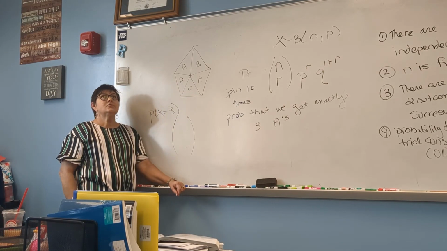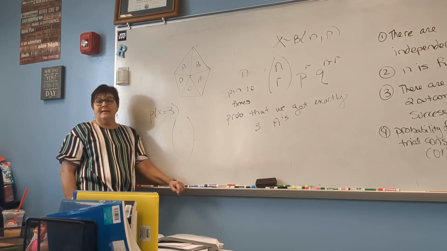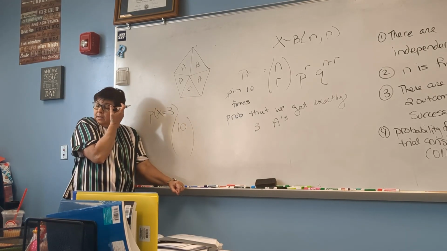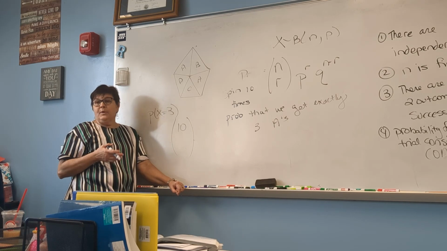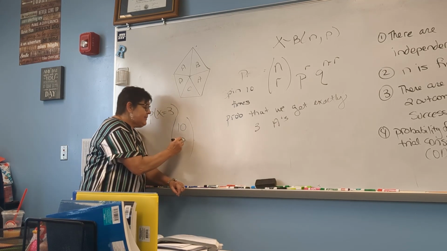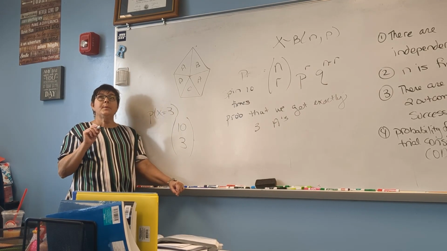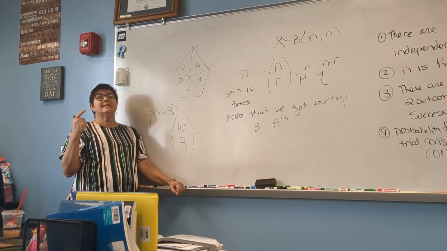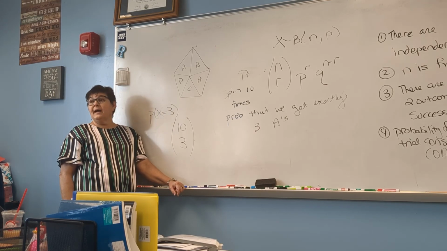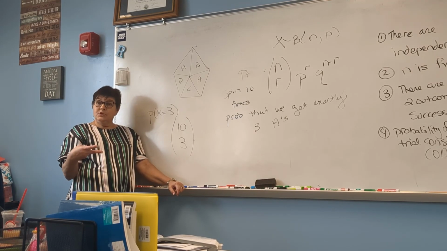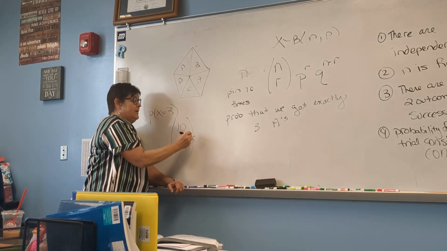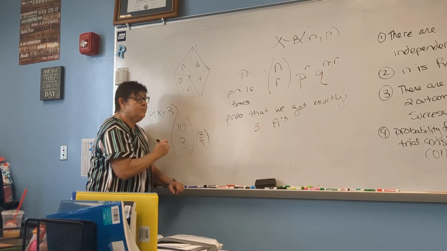How many trials are we doing in this thing? 10. We're spinning this 10 times, okay? What are we trying to get? How many A's? 3. We're trying to get 3 A's. What is the probability of success in this scenario? 2 out of 5. How many A's are there? 2. How many total in there? 5. So my probability of success is 2/5.